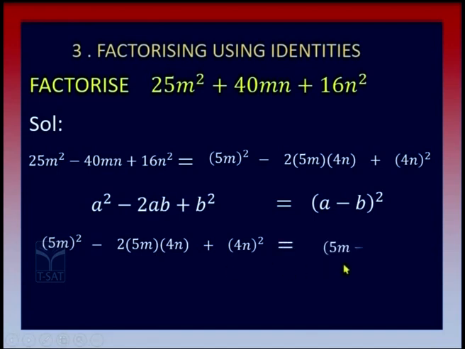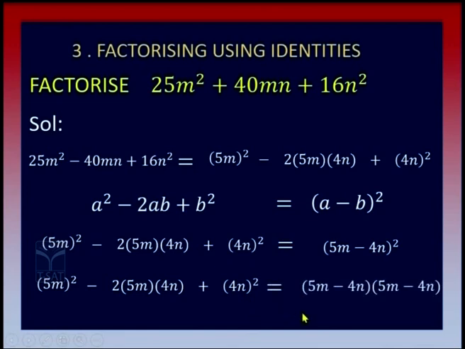Now similarly, take our question 5m whole square minus 2 into 5m into 4n plus 4n square. This can be written as 5m minus 4n whole square. Why? Instead of a, here we have 5m, in place of b we have 4n. So here instead of a minus b whole square, we can write 5m minus 4n whole square. Thus the question can be written as 5m minus 4n into 5m minus 4n. This is how I factorized this using the third method, that is using identity.